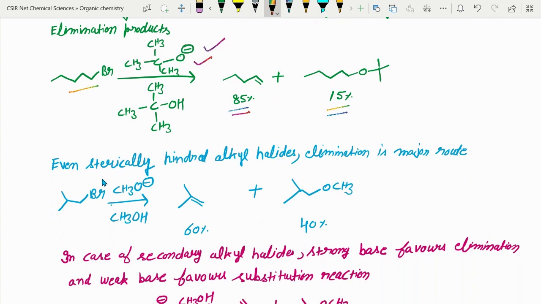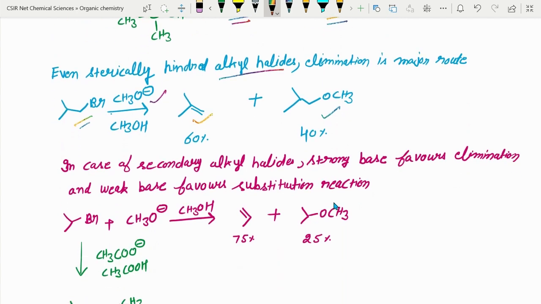On the other hand, if we take a sterically hindered alkyl halide and use sodium methoxide, there is more product formation by the E2 elimination reaction, and the minor product will be formed by the addition reaction, the SN2 reaction.